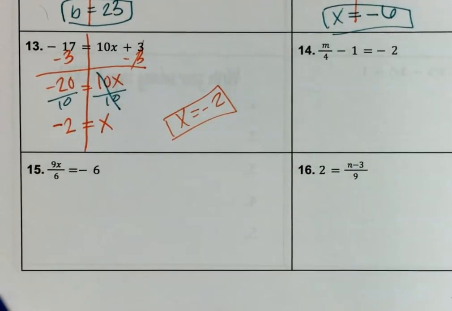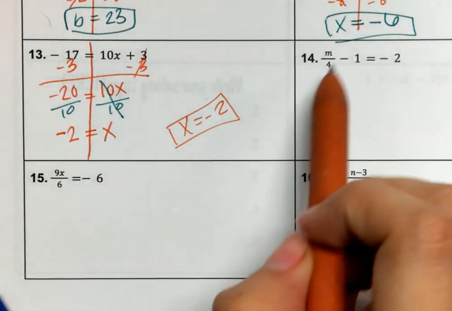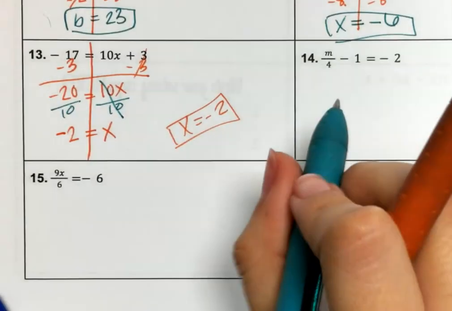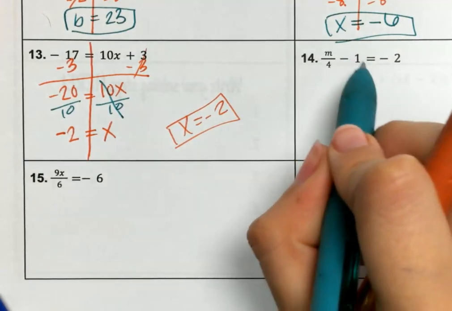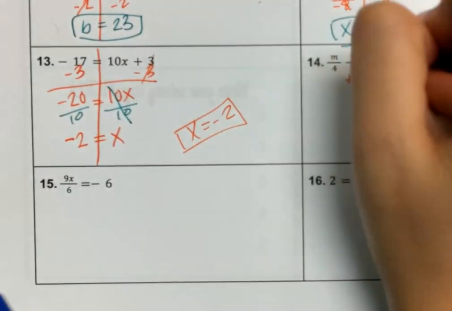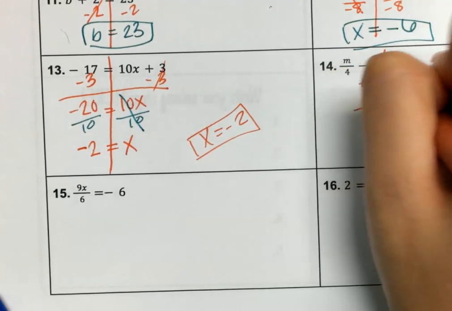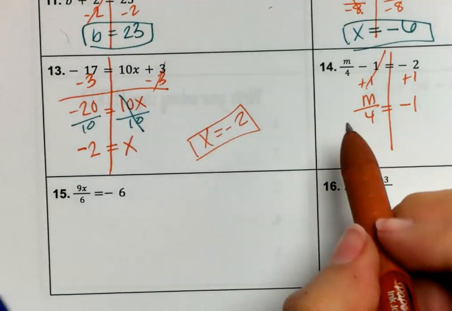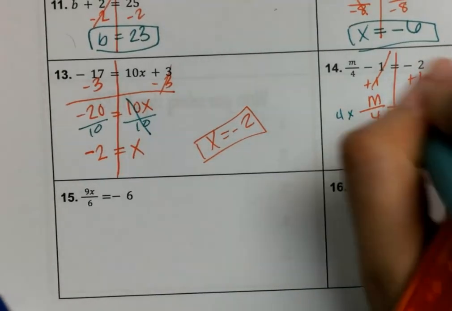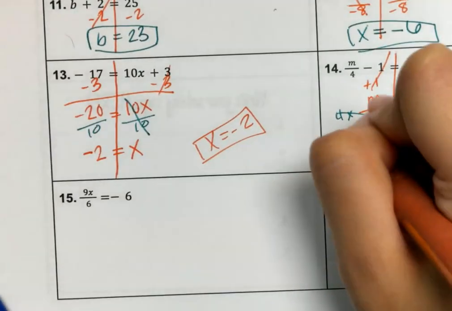For number 14, I have m divided by 4 minus 1 equals negative 2. So some number, when I divide it by 4 and take 1 away from it, I will get negative 2. Same thing as before, always get rid of the number that's being added or subtracted to your variable first. So I have to get rid of this minus 1. So plus 1 to both sides, which leaves you with m over 4 equals negative 1. Since it's being divided by 4, the inverse of dividing by 4 is multiplying by 4. So these will cancel out, and you are left with m equals negative 4.